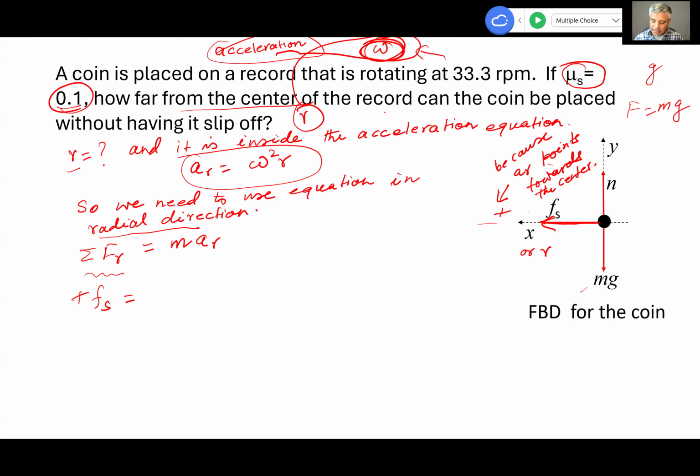And in this case, it says slip off, right? Slip off means it just starts to move. So maybe it is the Fs max, not just Fs. Okay. Sometimes I may just write Fs even for the maximum value. But here, let's be more specific. And then mass and acceleration is positive by our choice. Okay. And this is r omega squared. Okay. So we need to solve for r.